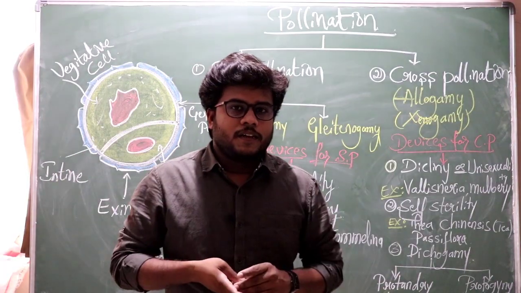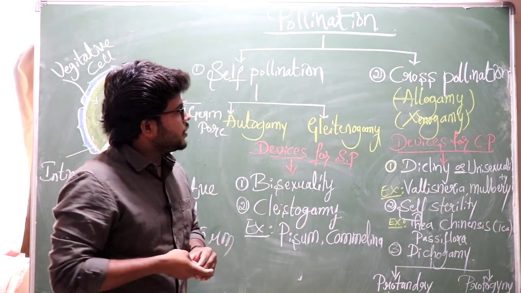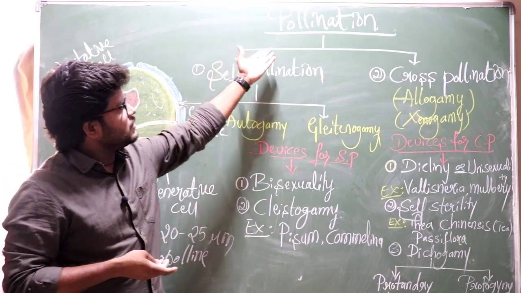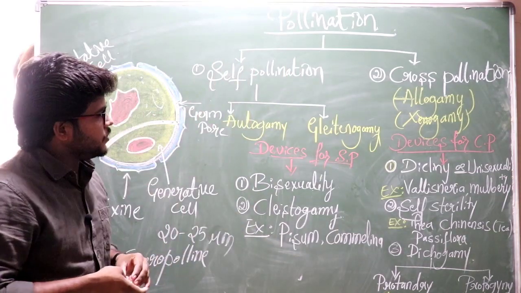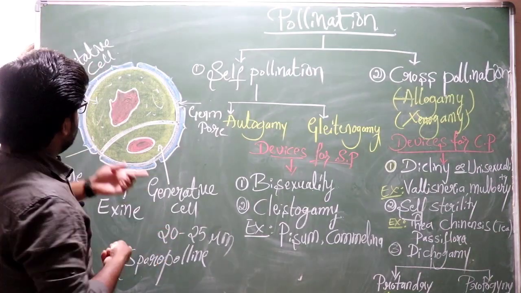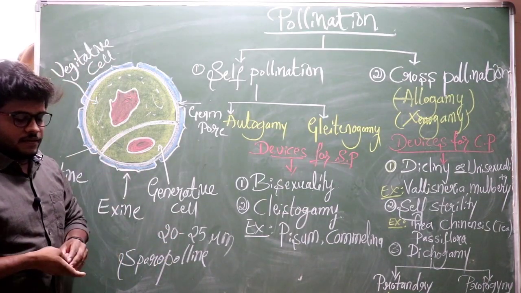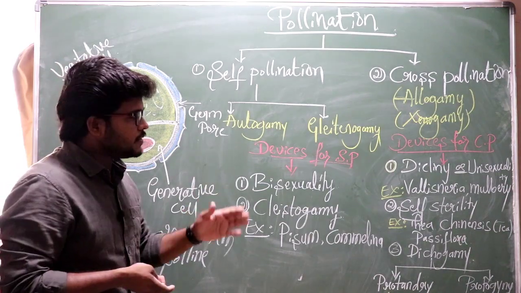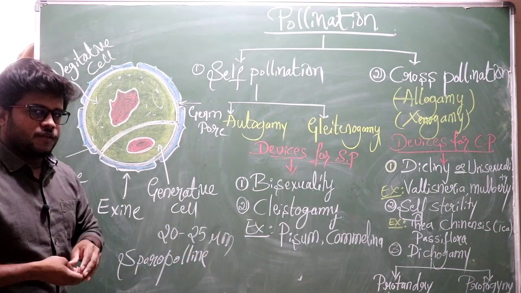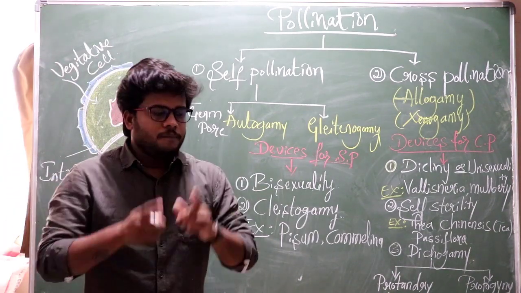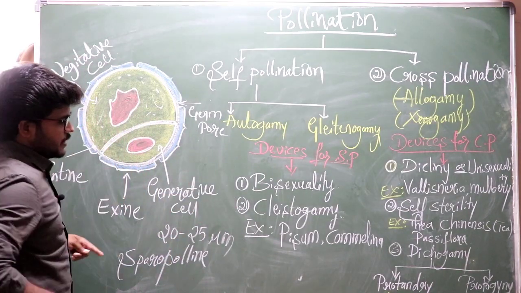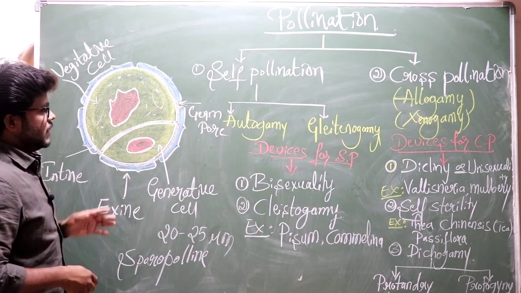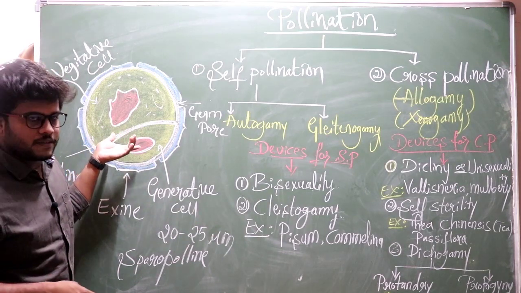Hello students, now we are going to discuss one of the important concepts, that is pollination. Before going to pollination, let us recall about the pollen grains. What are the pollen grains? Pollen grains are the male gametophytes. Why are these called male gametophytes? Because these pollen grains produce the male gametes, hence we call them male gametophytes.